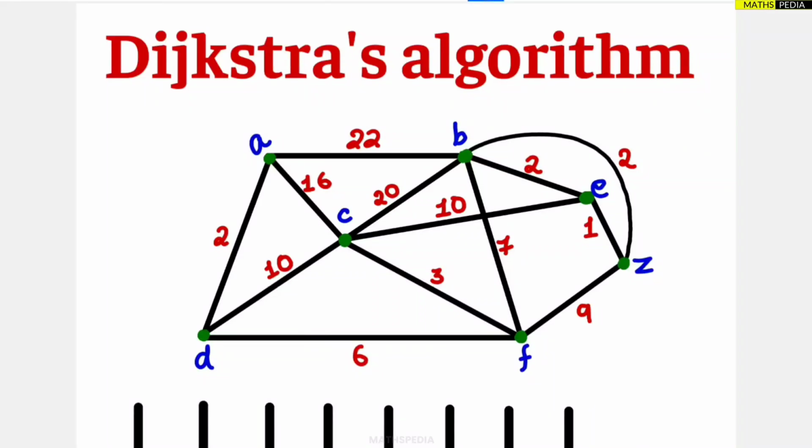So in this video, we are going to take the third problem of Dijkstra's algorithm to find the shortest path. This comes under the concept of graph theory. This is the third problem. Again, this is an undirected graph we are going to consider.